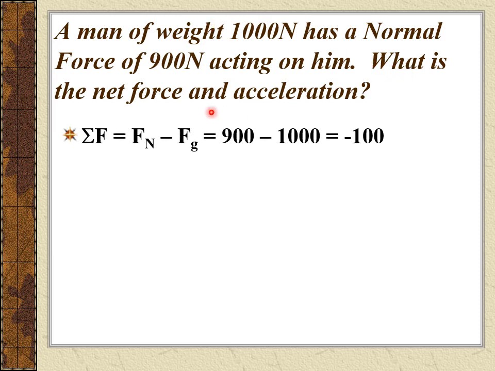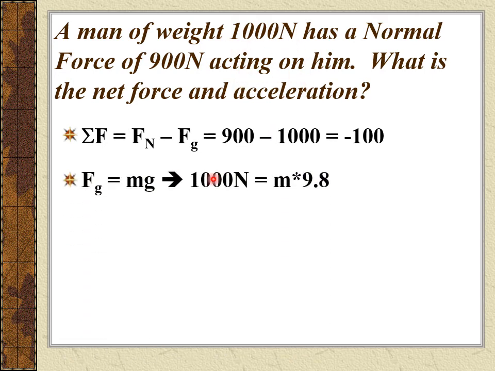So his net force is downward at 100 newtons. Now what's the net force acting on him? Negative 100 newtons. The acceleration: net force equals mass times acceleration. The problem is I don't have the mass here. I need to figure out his mass. But I do have his weight. Now weight is equal to mass times the acceleration due to gravity. That's what F sub g is. 1,000 newtons is his weight. That's going to be equal to his mass times 9.8. Divide both sides by 9.8 and I get a mass of about 102 kilograms.